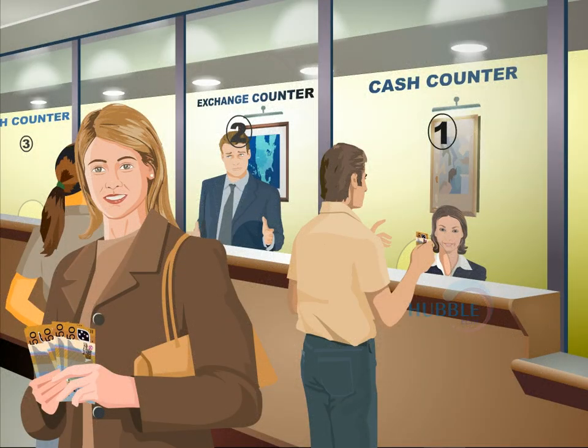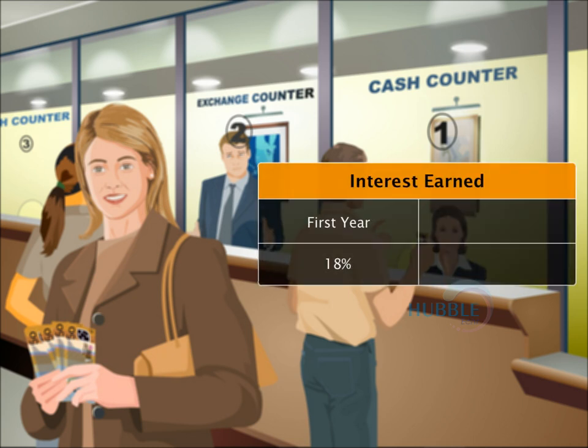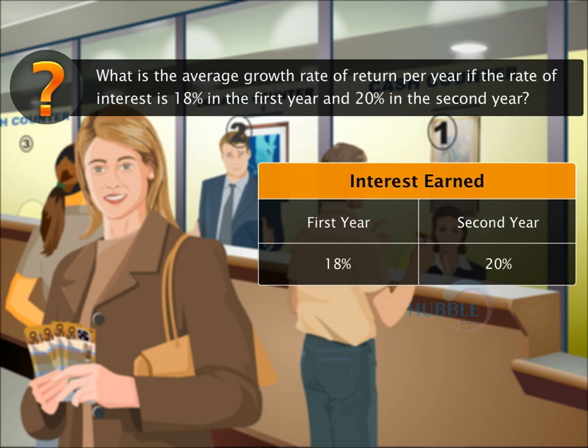Let's suppose you have invested some money in a bank. In the first year, the interest earned on the investment is 18%, while in the second year, the interest earned is 20%. So what is the average growth rate of return per year?